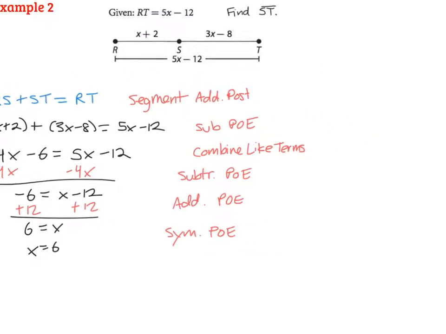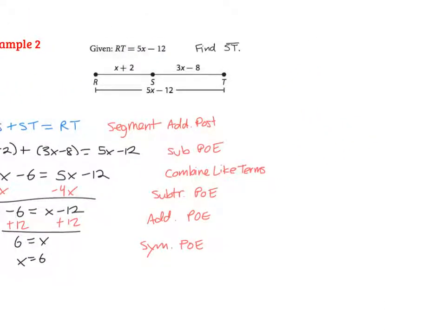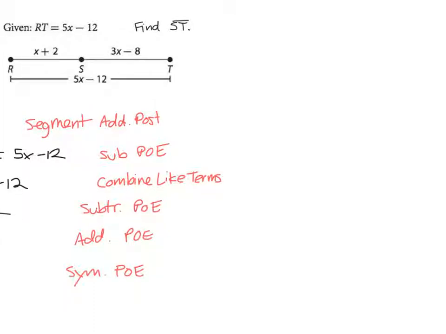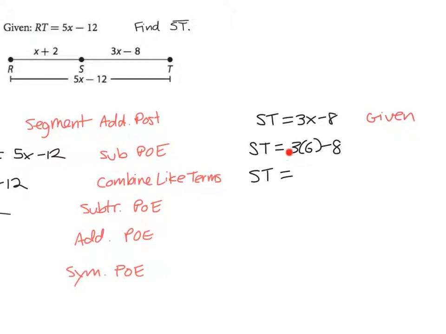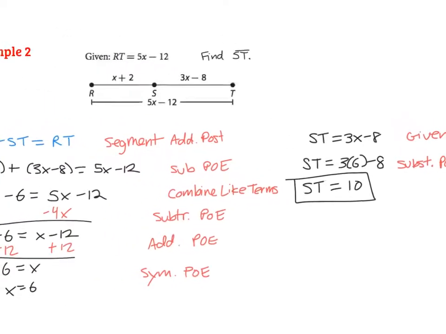Now again, we did not just want to find x, we want to find actually the length of ST. So then over here, we're going to finish our problem by saying ST equals 3x minus 8. Our reason for that is given. And then we can substitute. So we have 3 times x, which is 6, minus 8. 3 times 6 is 18, minus 8 is 10. So it's 10 units. And again, our reason here would be the substitution property of equality. And there you go.